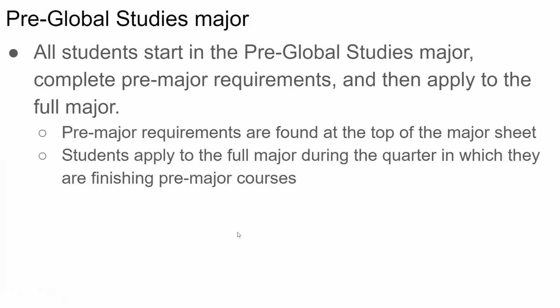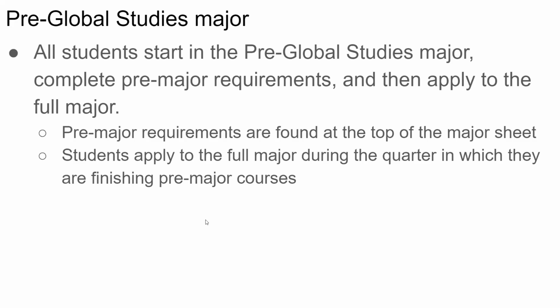Pre-major requirements are found at the top of the major sheet. Students apply to the full major during the quarter in which they are finishing pre-major courses. And then the idea is we hold on to your name at the end of that quarter. We check your final grades when final grades come out, and then we process your change of major at that point.